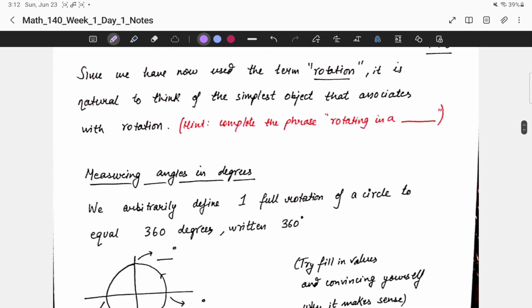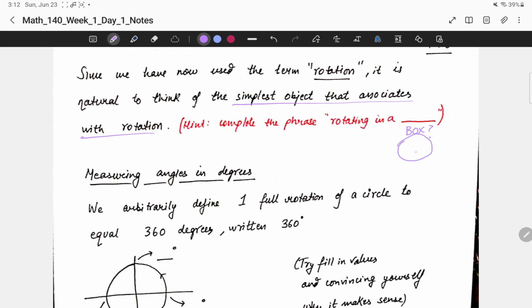Okay. Now, since we've used the term rotation in the definition of angle, we want to think of the simplest object that associates with rotation. Here's a hint. Try and fill this out. If you try to complete the phrase "rotating in a," what would you say here?